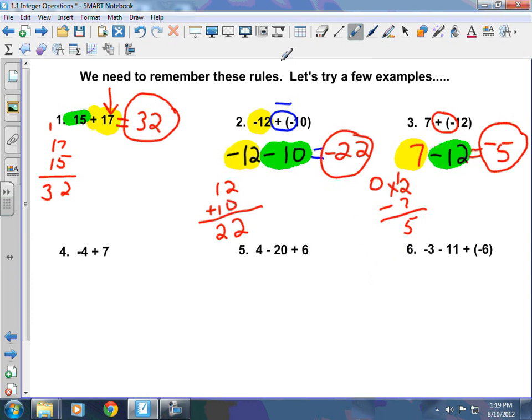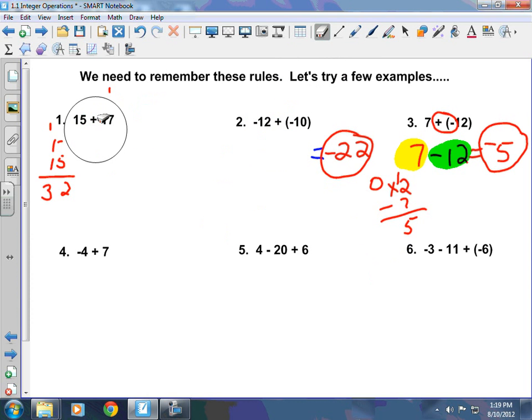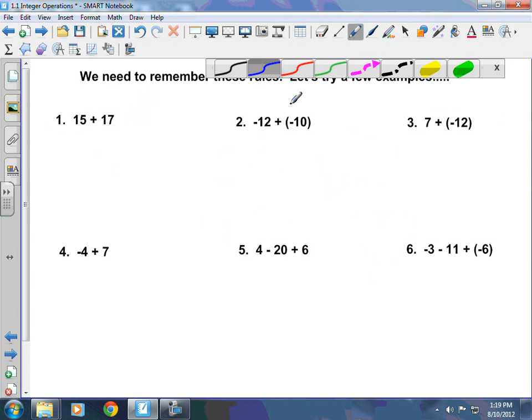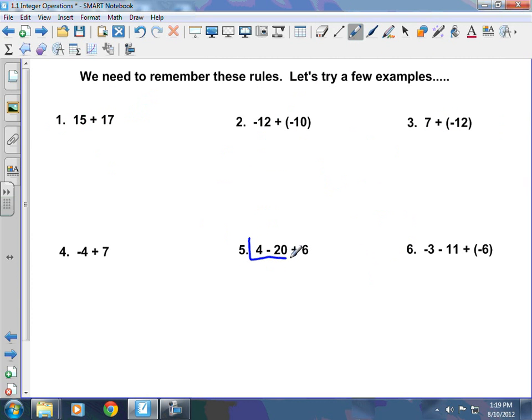Okay? The next problem we're going to look at is number 5. Number 5 has 3 numbers. You cannot add 3 numbers at the same time unless you have a calculator. We're not using a calculator. So I'm going to take the first 2 numbers and combine them. So this is 4 minus 20. I'm not going to highlight it anymore because you're going to have to get used to it. If you want to highlight the numbers, go ahead.